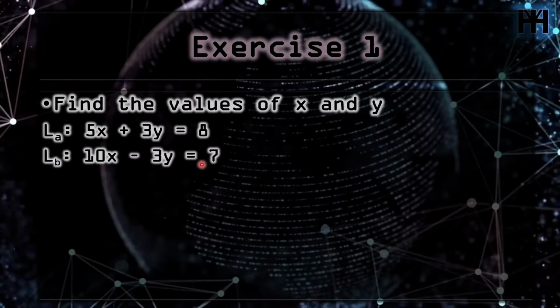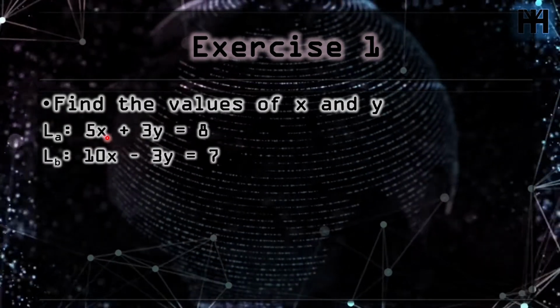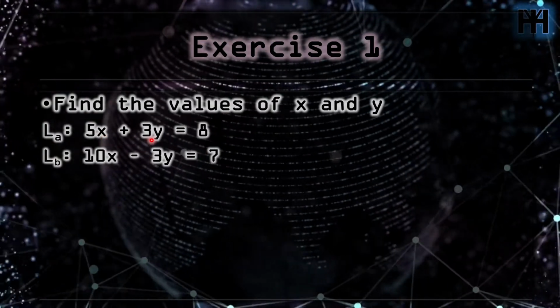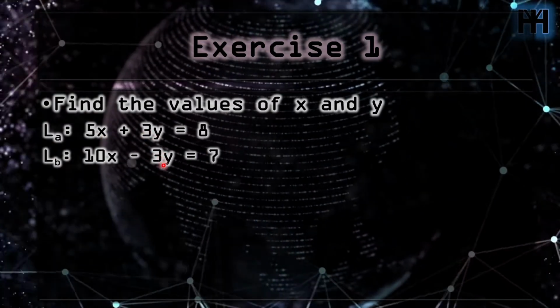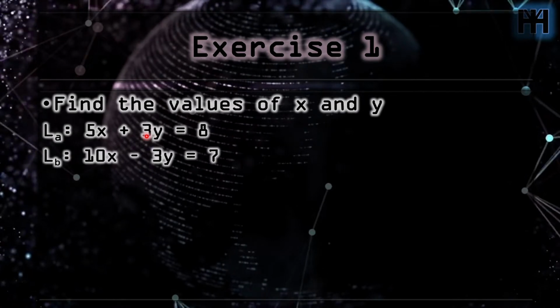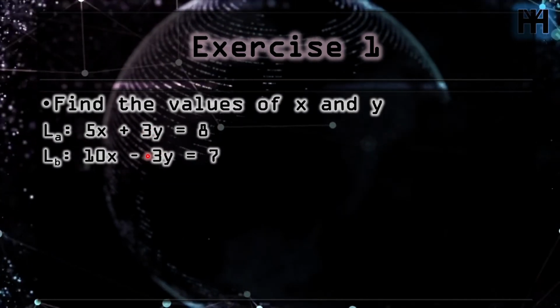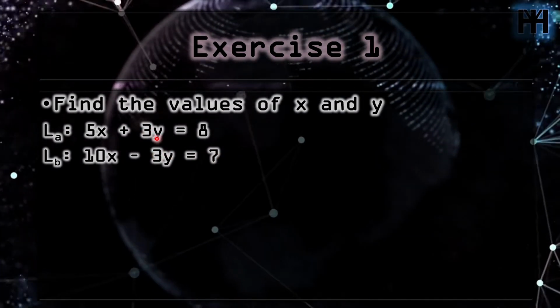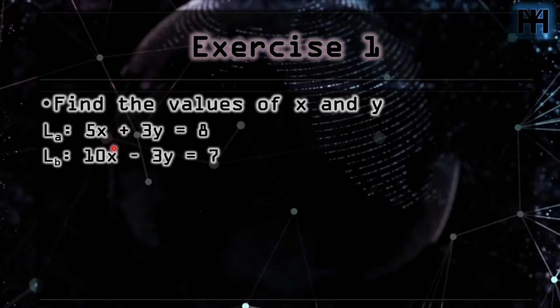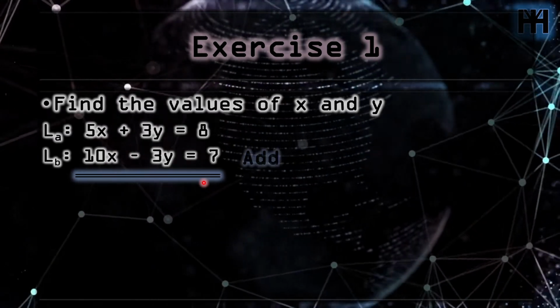Okay, we need to eliminate one of these variables. Either it's x or y. So the easiest variable to eliminate here is y, as we have here positive 3y and negative 3y. So we can add these two equations.